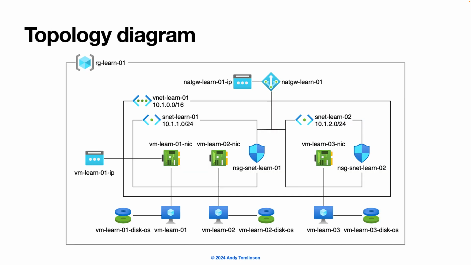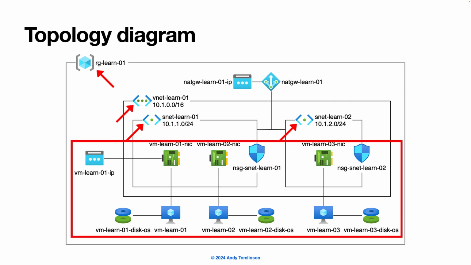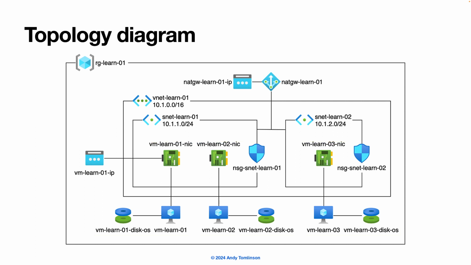Let's review the topology diagram for this lesson. First, let's recap on the resources that we're reusing from the previous lessons. These include the resource group, the virtual network and both of its subnets, and all three virtual machines and their associated resources. Inside the resource group, we now also have a NAT gateway, which has an associated public IP address, and the NAT gateway is also associated to both subnets within the virtual network.